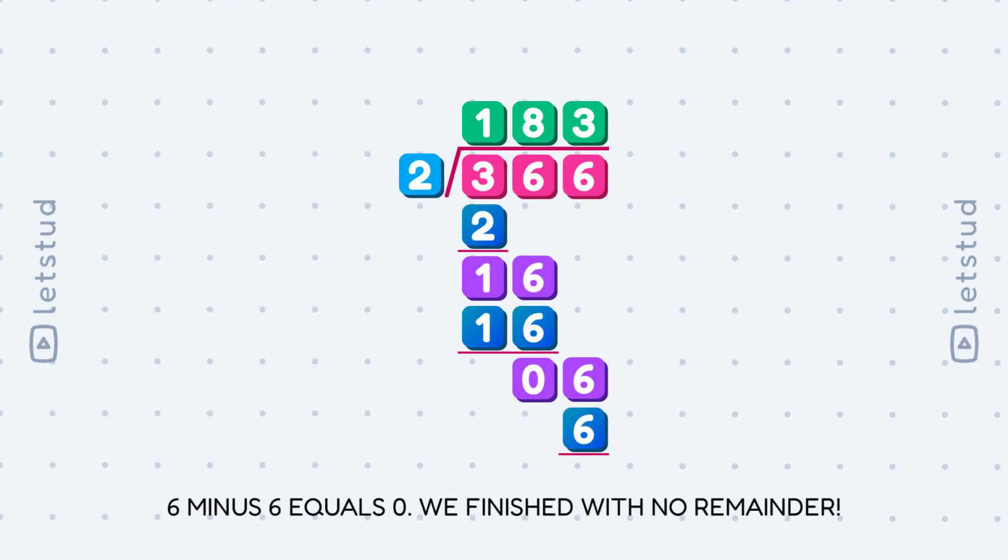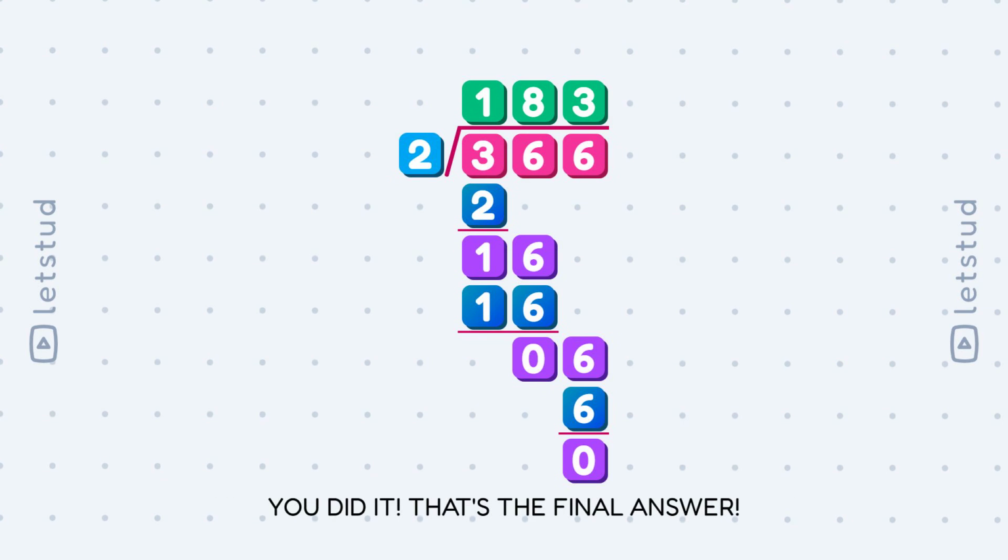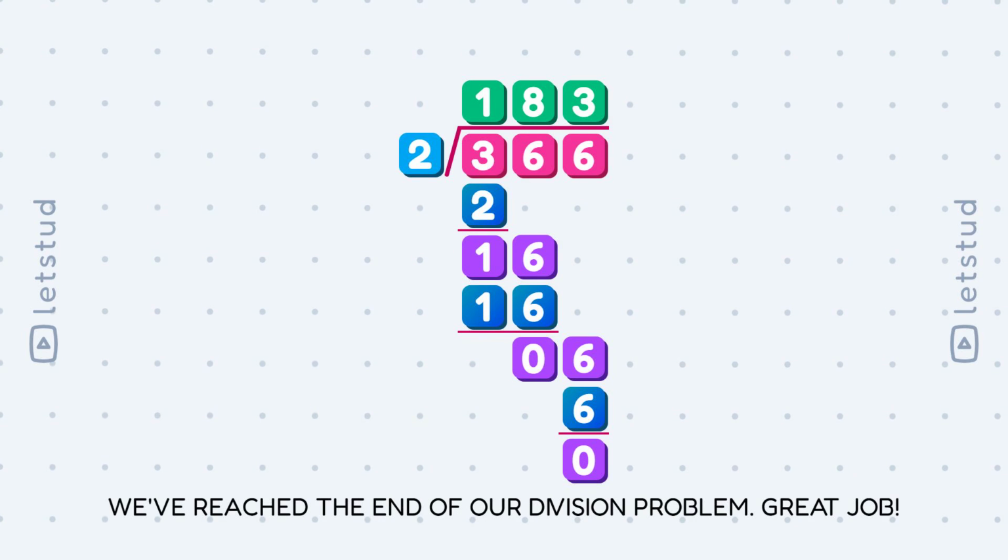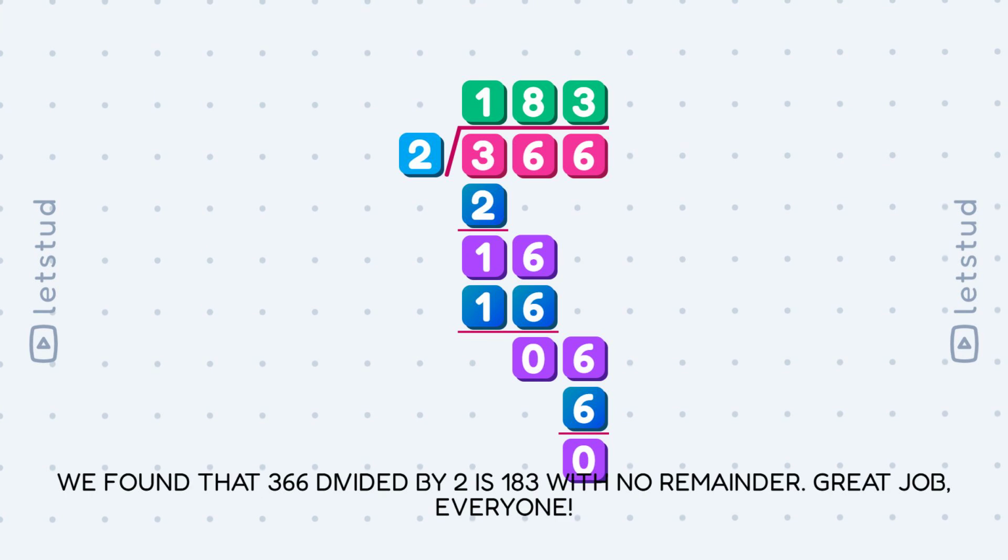We finished with no remainder. You did it, that's the final answer. We've reached the end of our division problem. Great job. We found that 366 divided by 2 is 183 with no remainder.